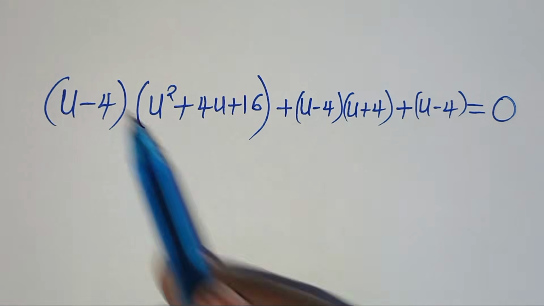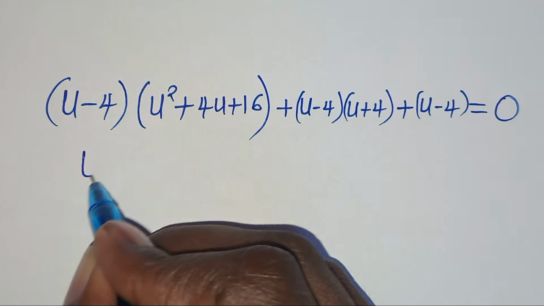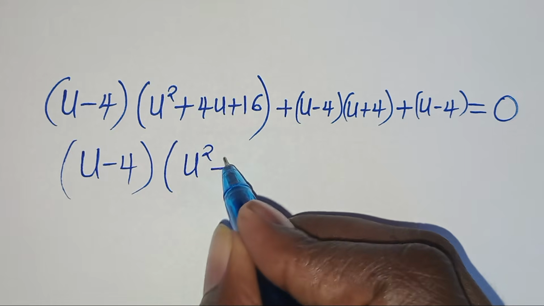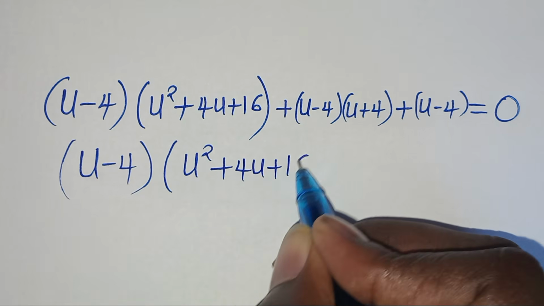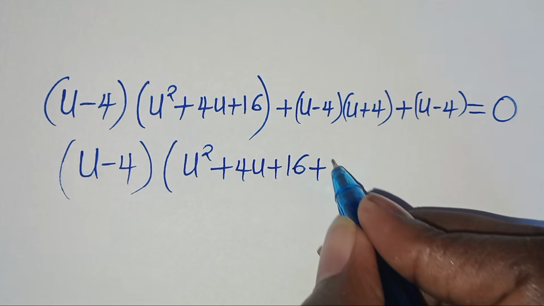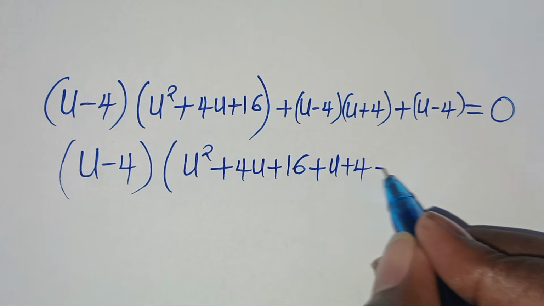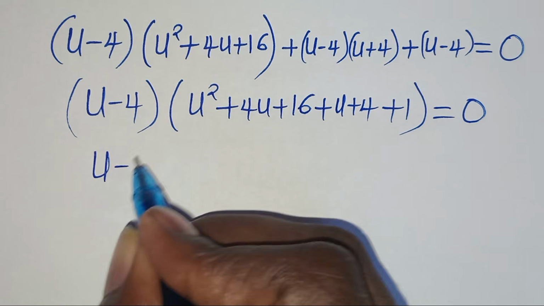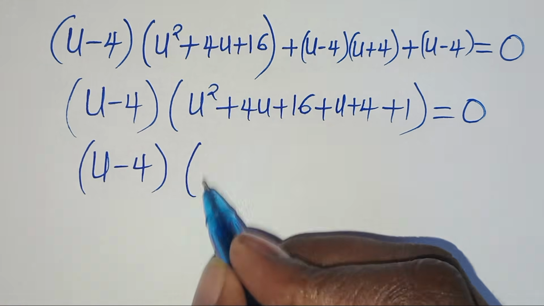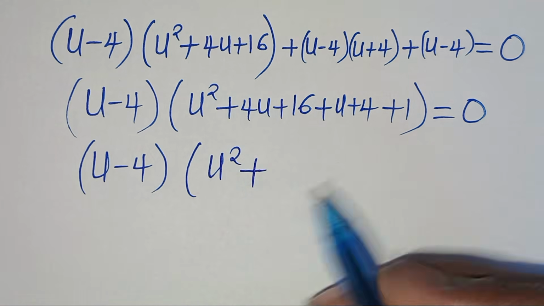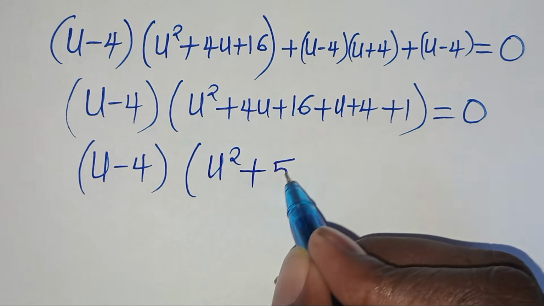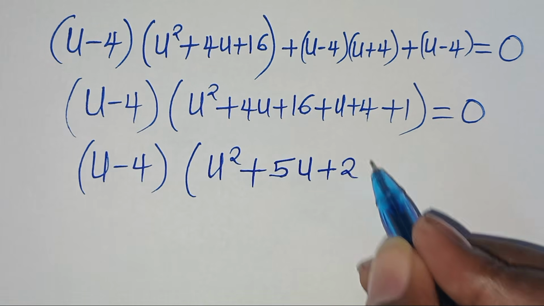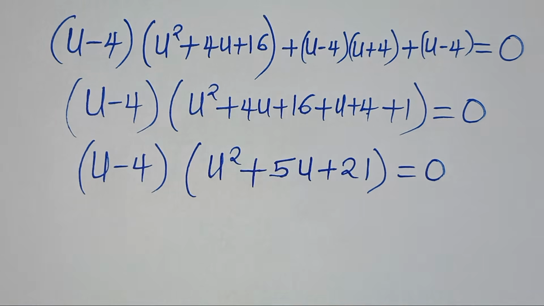Now we have that u minus 4 is common here. So let's factor out u subtract 4. So that now, here we have u to the power of 2 plus 4u plus 16, then plus u plus 4 plus 1. This is equal to 0. So this is u subtract 4. Here we have u to the power of 2, then plus 4u plus u. This is plus 5u, then plus 16 plus 4. This is 20 plus 1. This is 21. And this is equal to 0.